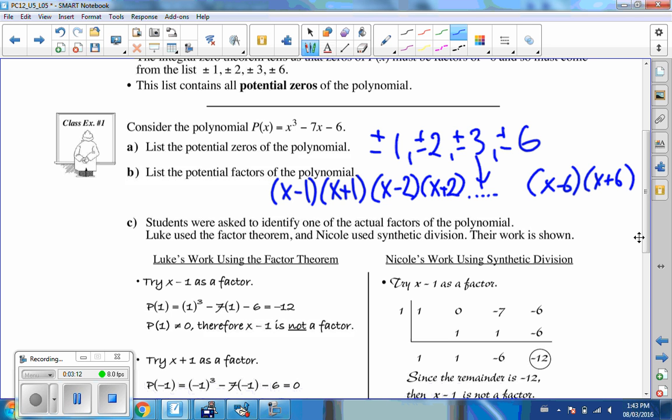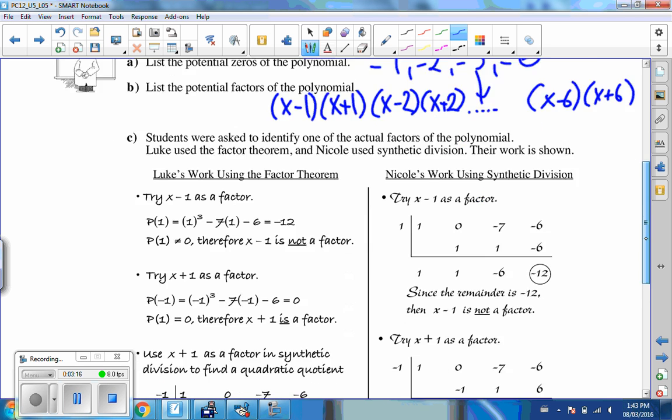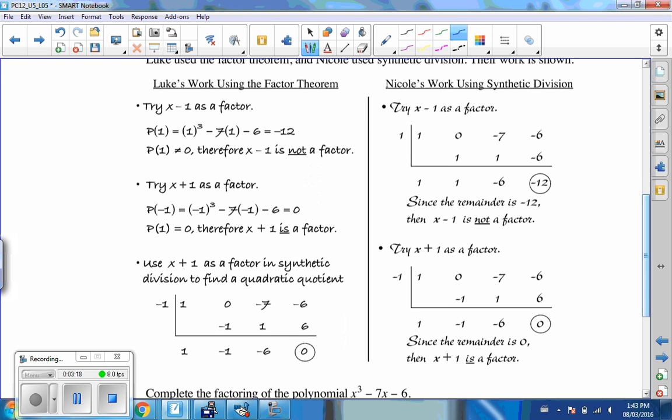So students are actually trying to find one of the factors. They did some work. Using the factor theorem, we can put in the value and just see if it's a factor or not. P at -1 is 0, and therefore it must be a factor. And then we use this -1 in synthetic division to solve it out.